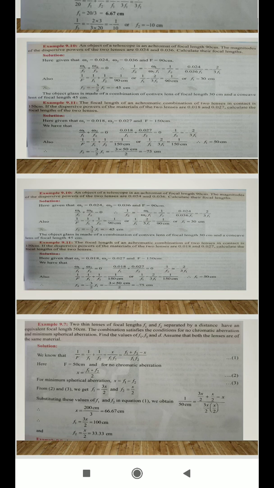For the system given, in the case of no chromatic aberration, the two lenses are separated by a distance of 66.67 centimeter, and the focal lengths of the two lenses are f1 equal to 100 centimeter and f2 equal to 33.33 centimeter. These f1 and f2 are positive, which means that in the given system both the lenses are convex lenses.